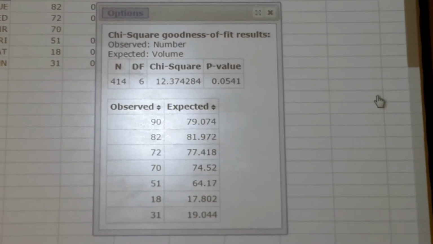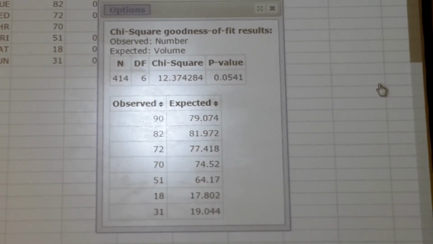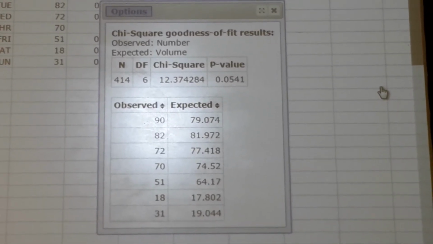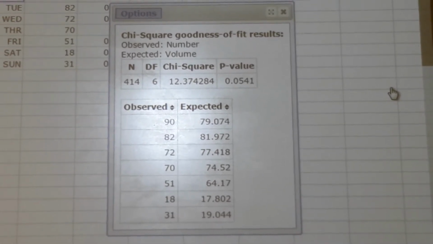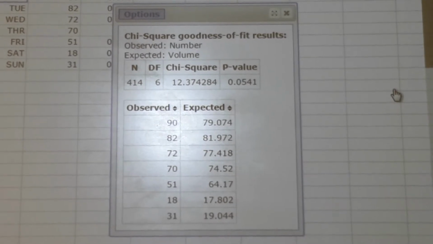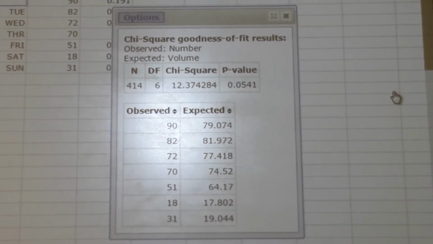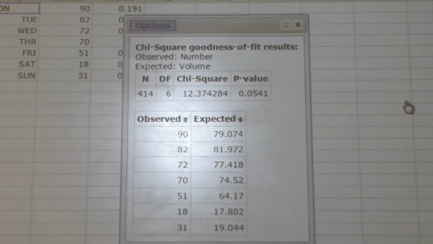We click compute. We get a p-value of 0.0541, which is just slightly more than 0.05. We don't have quite enough evidence to show that they would appear to be targeting particular days.